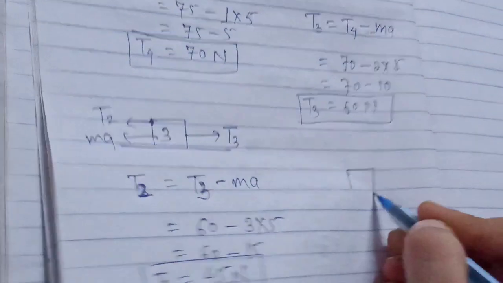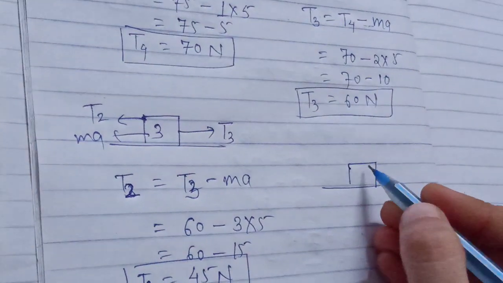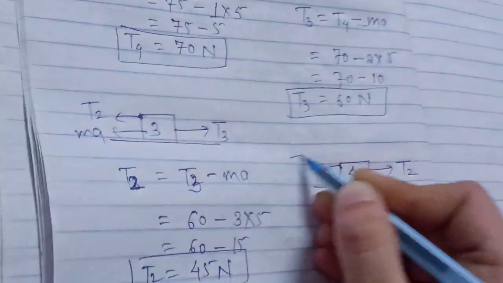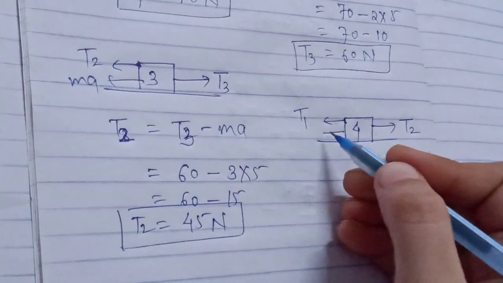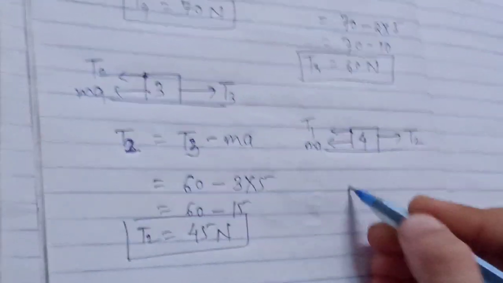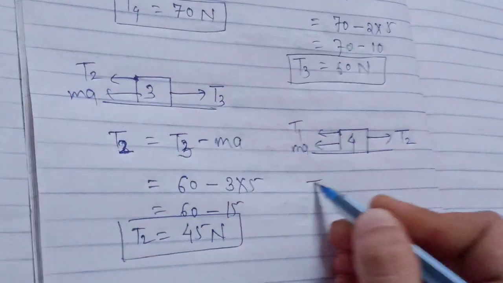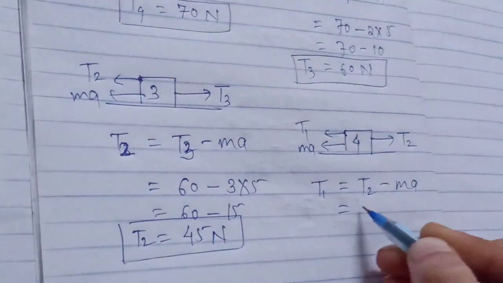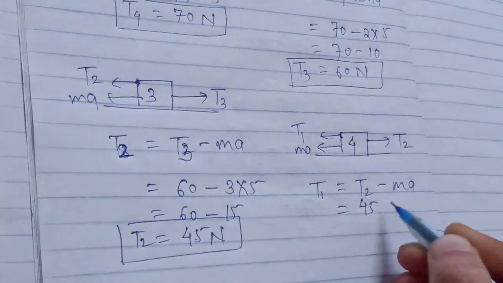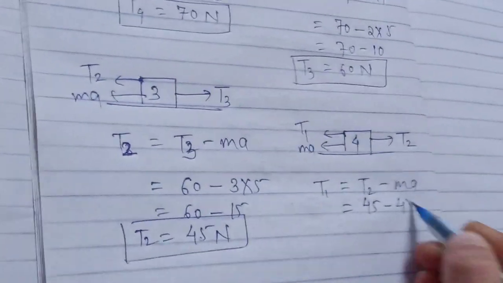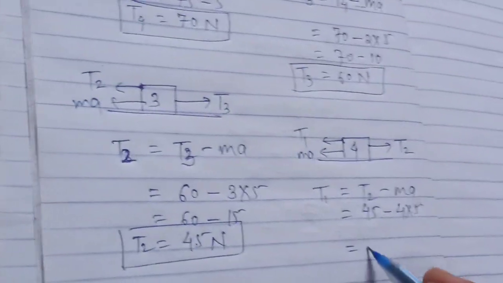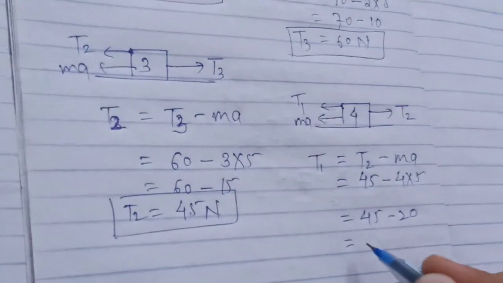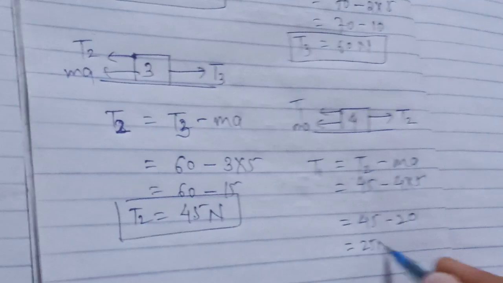For T1, we draw the block 4 kilogram. T2, T1 and MA, where M is equal to 4. T1 is equal to T2 minus MA. T2 is equal to 45 minus 4 into 5, is equal to 45 minus 20, is equal to 25 Newton.